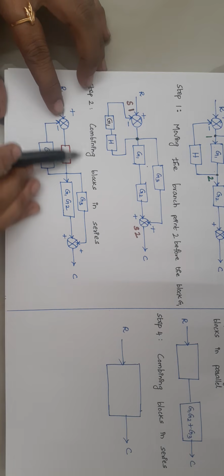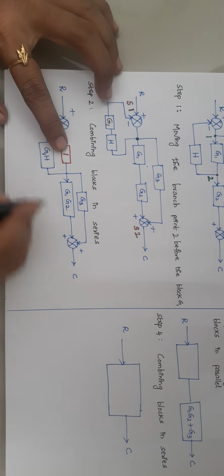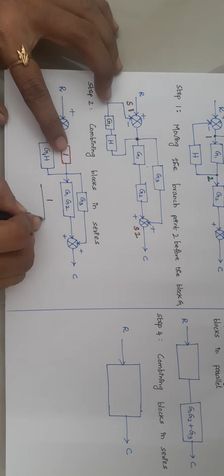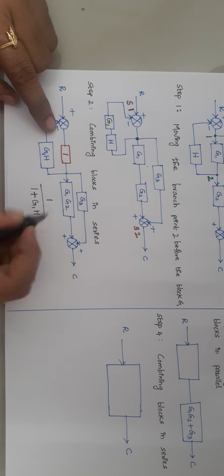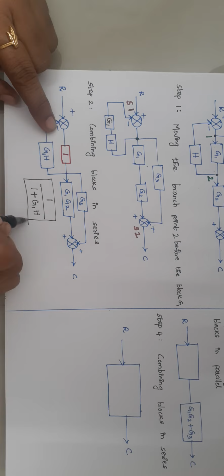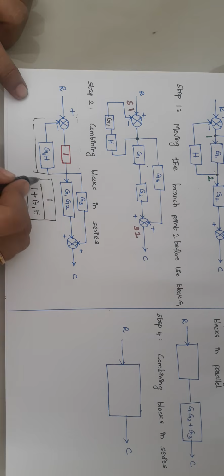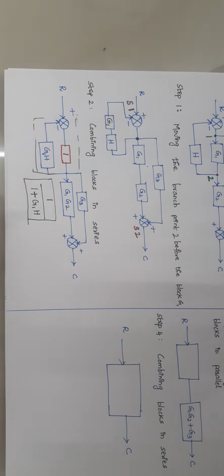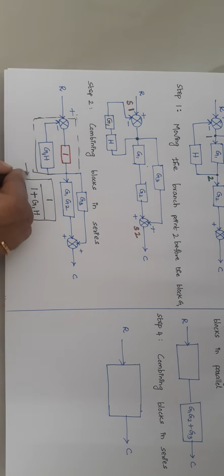Whenever you are eliminating a feedback loop, the formula is the element in the feed forward path, that is 1, divided by 1. If you have a negative feedback, you have to put a positive sign, plus G1 into H, right? When this feedback loop gets eliminated, we get a term like this. Hope you all understand this. This is our rule number 10, that is, this feedback path gets transformed like this.